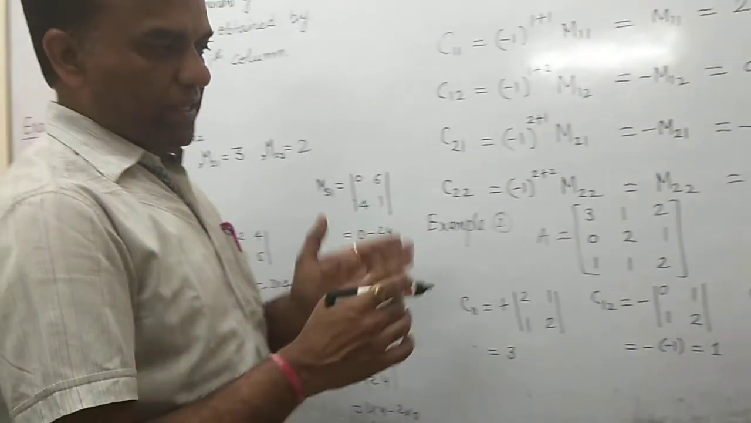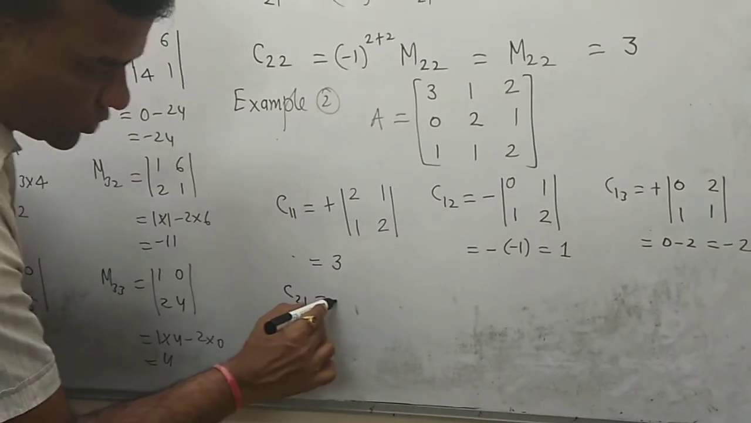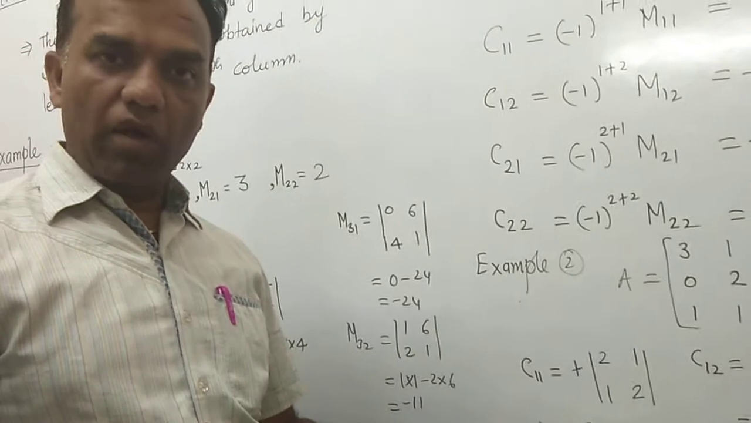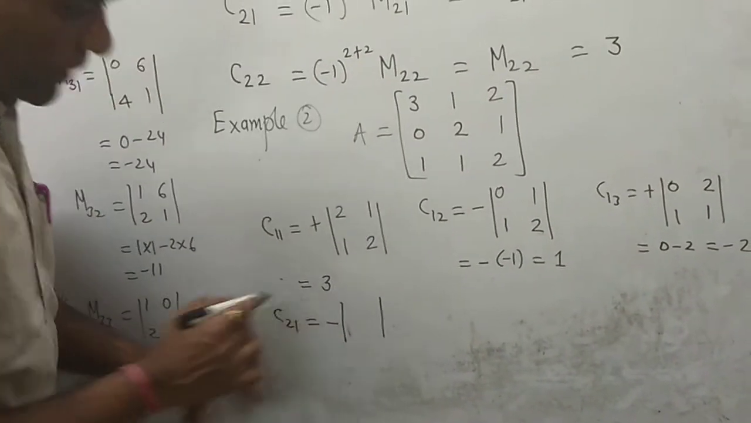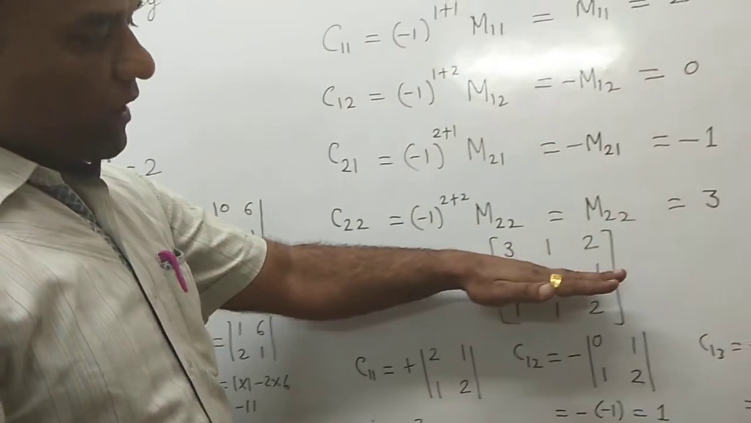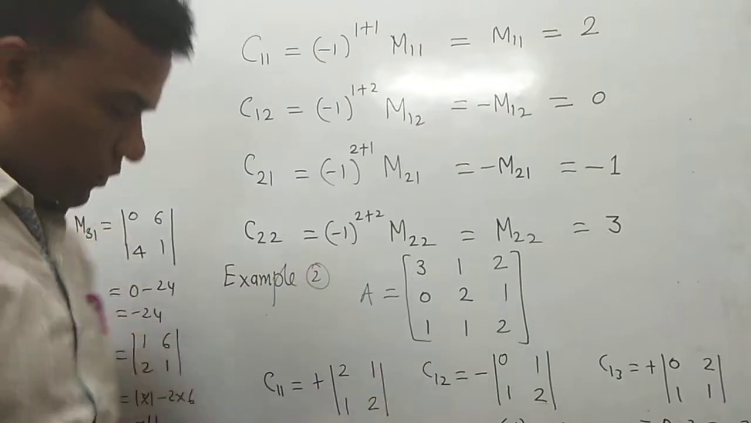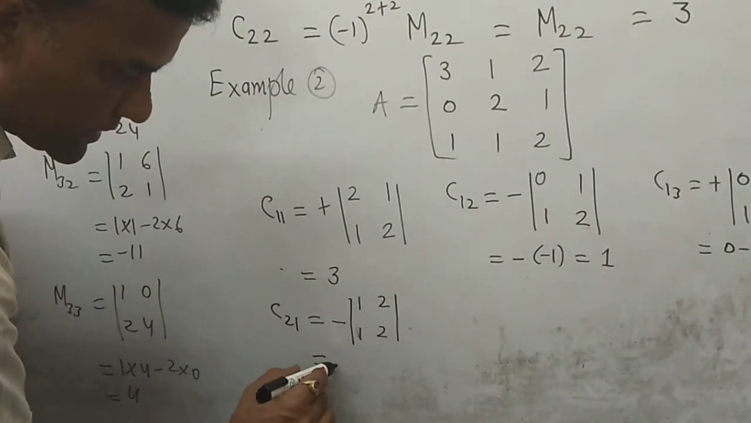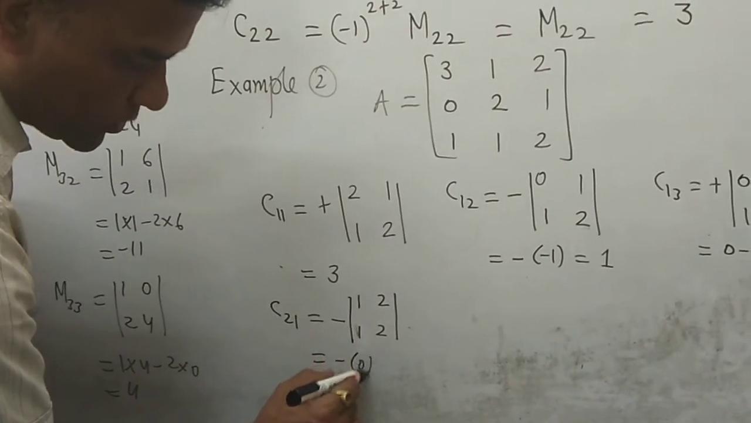So the process is the same, and now you find C21. 21 has the same meaning: 2 plus 1 is 3 and 3 is an odd number, so you put a minus sign and then write down the value. What do you mean by 21? 21 means you are leaving the second row and first column. So what is the answer? You write down here 1 2 1 2. Then the answer is 0. So there is no meaning of a minus sign here. You put 0 directly, which means the answer is 0.